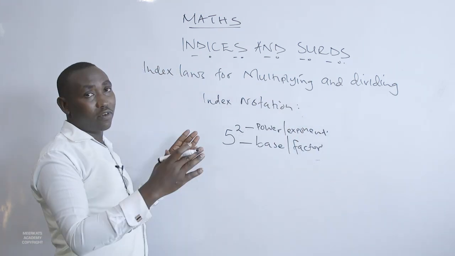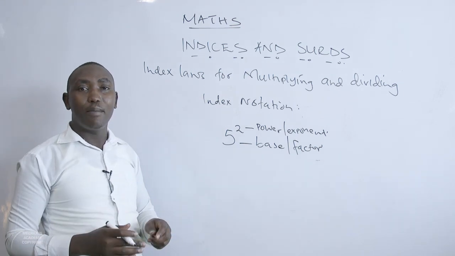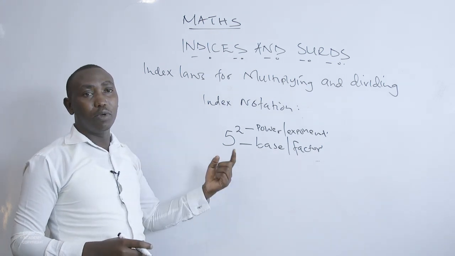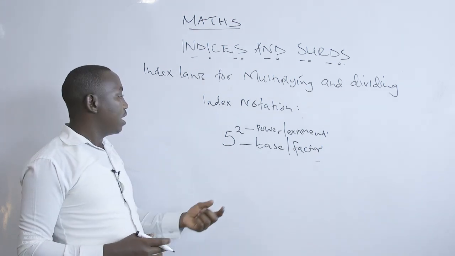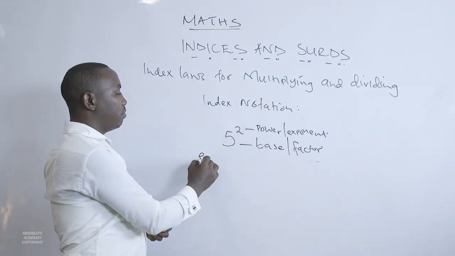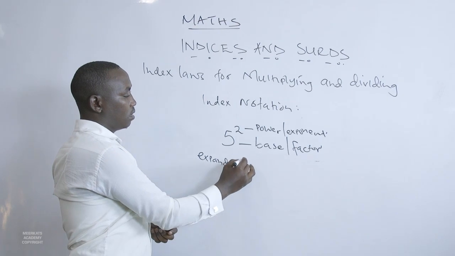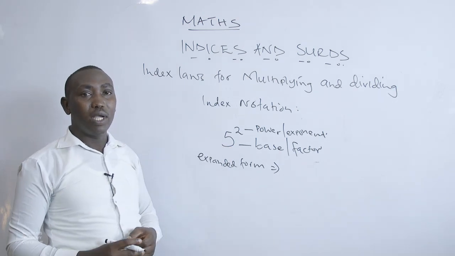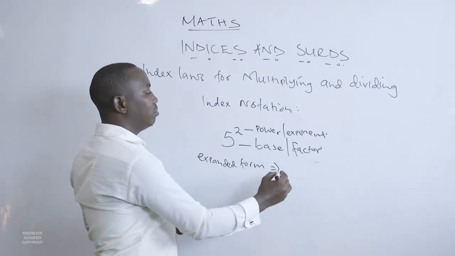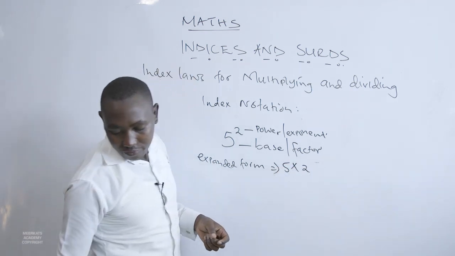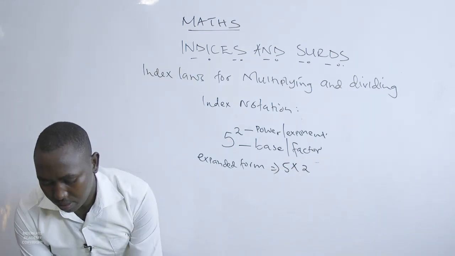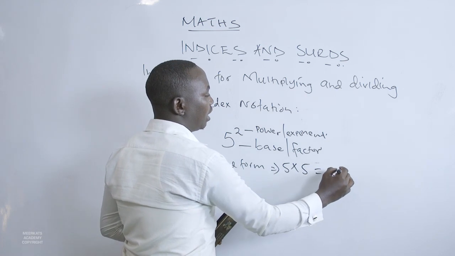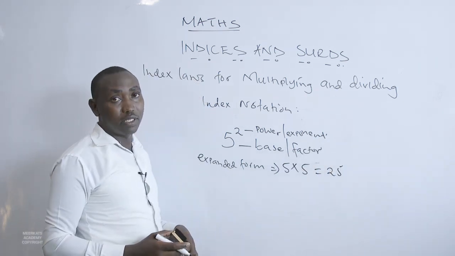We're able to look at several factors that surround numbers being written in index form. That is how we can write a number in expanded form. This 5 raised to 2, for example, in expanded form, we have 5 which is repeated twice. So that means we shall have 5 multiplied by 5, which, if evaluated, will give us 25.